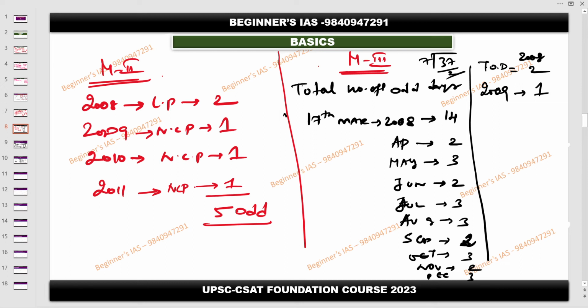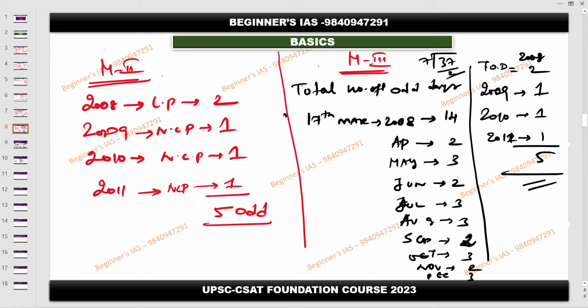2009? 1 odd day. 2010? 1 odd day. 2011? 1 odd day. So how many odd days? Five. Understood? How to get those things? So this is also one way to complete a question.